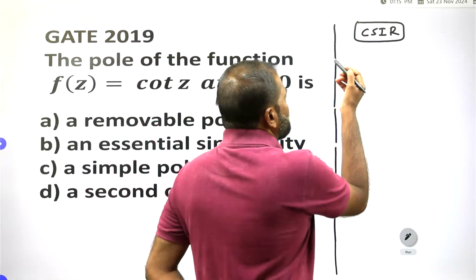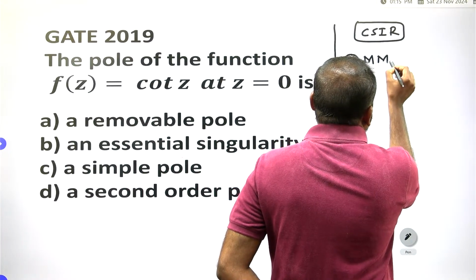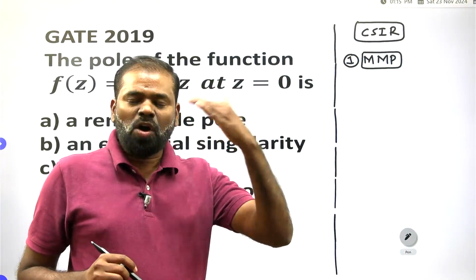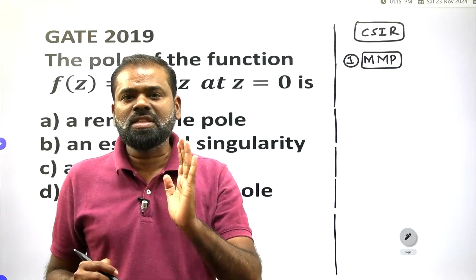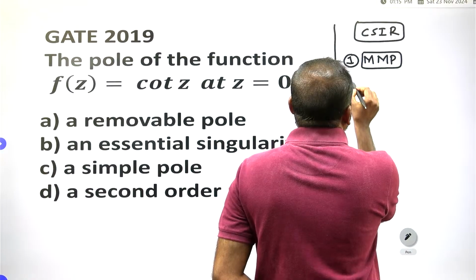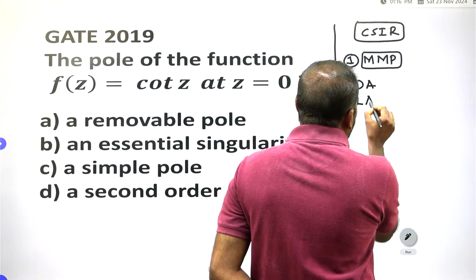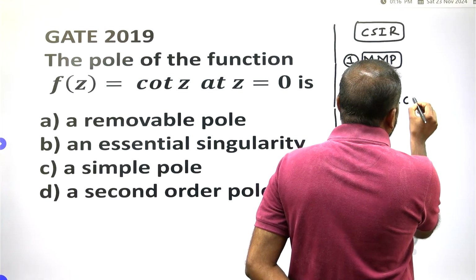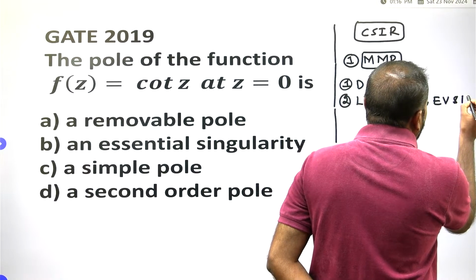In CSIR, the first paper is mathematical methods of physics. This is very important. Based on this, many topics are there; some are in the core syllabus and some in the advanced syllabus. In the core syllabus, the first topic is dimensional analysis. The second topic is linear algebra, which includes matrices, the Cayley-Hamilton theorem, and eigenvalues and eigenvectors.